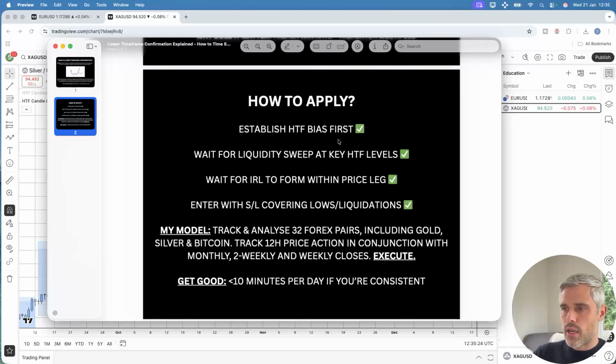My model is that I track and analyze 32 Forex pairs, including gold, silver, Bitcoin. And I'm tracking 12-hour price action in conjunction with monthly, 2-weekly, and weekly candles. And then I just execute. Once you get good at this, you can do it in 10 minutes a day.